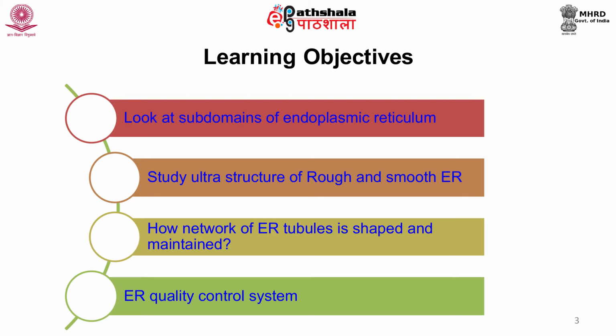It is also very important or crucial in secretory pathway. Besides these functions, it is also required in many different accessory functions. The learning objectives for this session will be: first, to study the subdomains of ER. Second, to study ultrastructure of rough and smooth endoplasmic reticulum. Third is to know about shaping of ER tubules. Next is to find out more about contact of various organelles with ER. And last one is to study the ER quality control system.